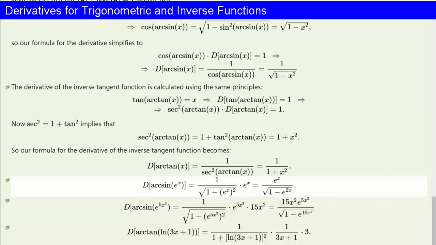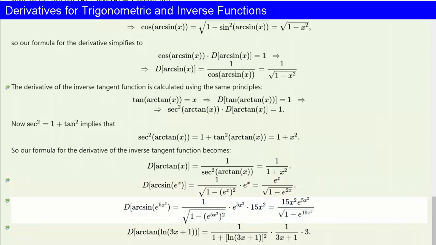First you differentiate the arc sine, and you get 1 over the square root of 1 minus e to the x squared. And then you multiply that by the derivative of e to the x, which is just e to the x again. And then you simplify that to be e to the x over the square root of 1 minus e to the 2x, remembering that e to the x squared is just e to the x times e to the x, and that's just e to the 2x.